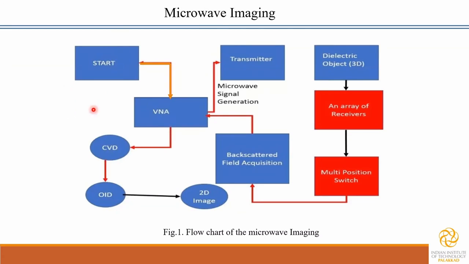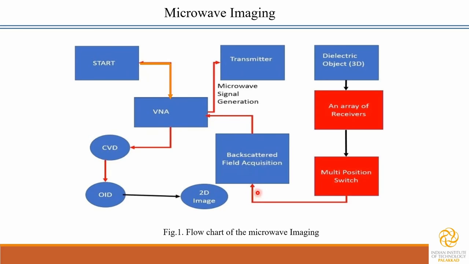So coming to microwave imaging, the radar-based imaging has different stages of data acquisition and analysis, starting from microwave signal generation by VNA, transmitted through a transmitter and received by an array of antennas, followed by CVD, OID, and 2D image obtaining. In the multistatic radar system, a synthesized pulse generated from a frequency sweep is beamed into the breast using a transmitter antenna, and the scattering signal is received by one or more receiving antennas placed around the breast. Whereas in a monostatic radar system, a single antenna acts as both transmitter and receiver, or two antennae are utilized where one acts as the transmitter and the other as the receiver.